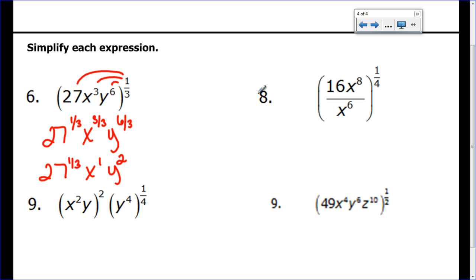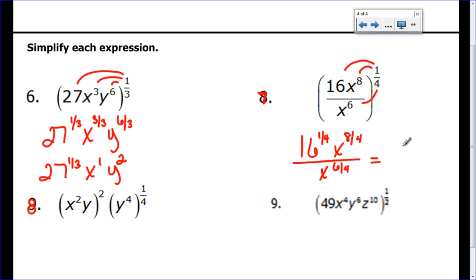So let's try, I believe this is your number 7. I don't know what's up with my numbers. This should be number 8, and that's definitely number 9. So I'm going to distribute again to every part that's here. So I'm going to have 16 to the 1/4 power. And then I'm going to have x to the 8/4 power, so it's 8 over 4, over x to the 6/4 power. And let's go ahead and reduce that.